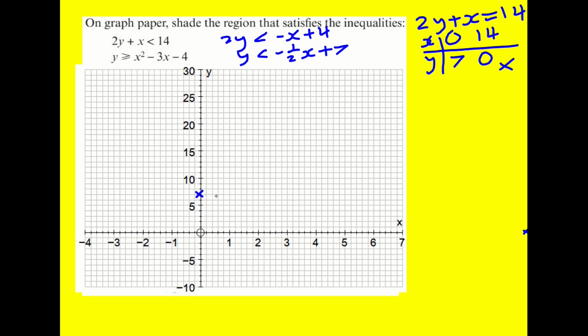I'm not going to do lots of dotted lines because I think I'll just make it confusing, but there's going to be a point here at 2, 6, and then one here at 4, 5, and then at 6, 4. And this one is going to be a dashed line, whereas the quadratic one is going to be a solid line, although I'm going to do that in a different color.